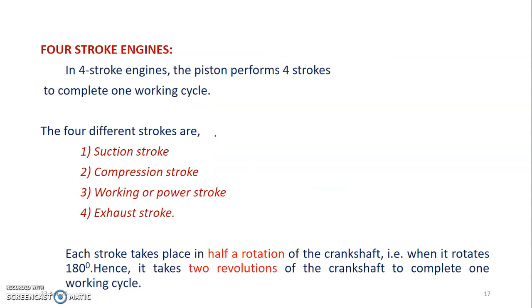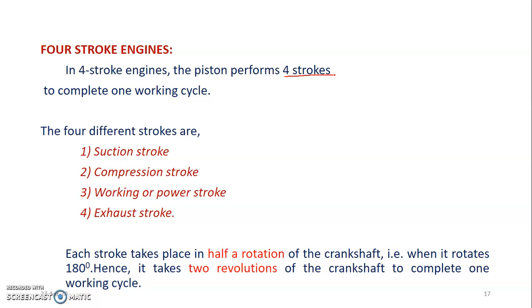In four stroke engines the piston performs four strokes. We understood already what a stroke is: the movement of the piston from top dead center to bottom dead center, or from top to bottom once, is called one stroke. Again if it moves from bottom to top, that is another stroke. Like this two strokes are completed, again from top to bottom another stroke, three strokes, again from bottom to top another stroke. So four strokes are completed, and then it is called a four stroke engine.